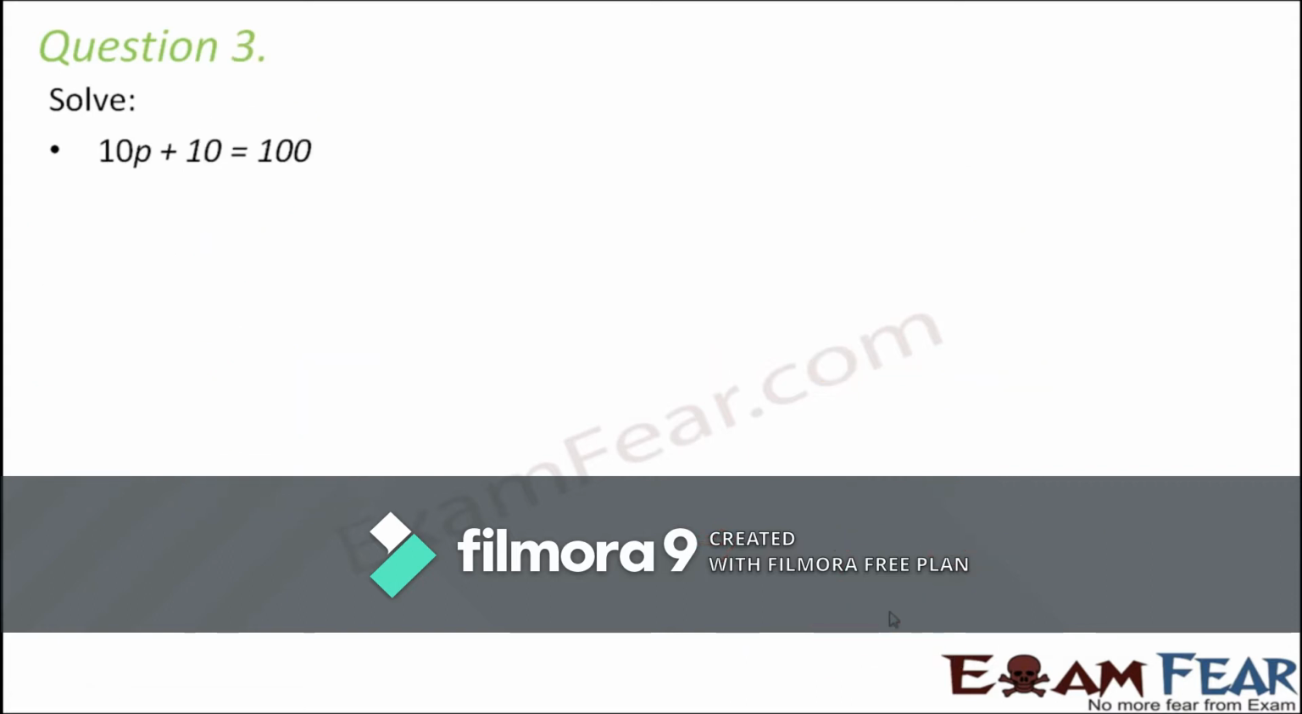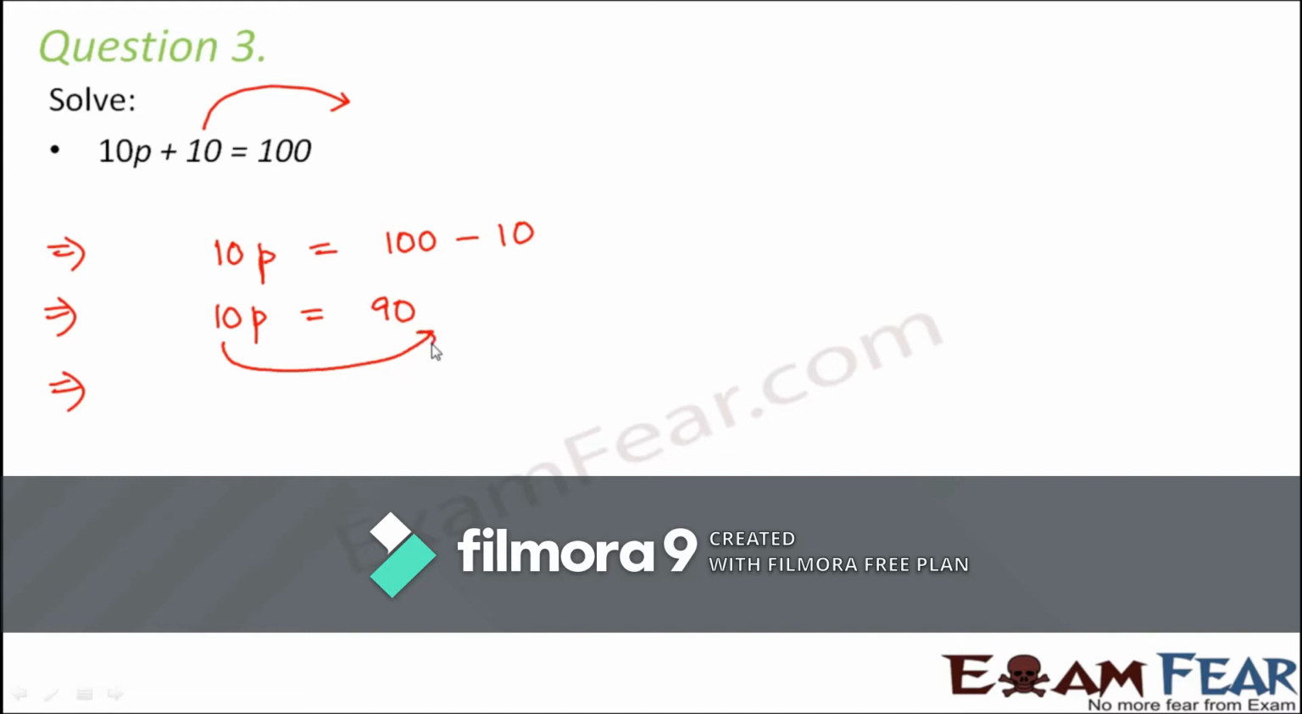Question number 3. Solve 10p plus 10 is equal to 100. Here also first let's move the constants. So when you move 10 on the right hand side, it becomes 100 minus 10. So you can write it as 10p is equal to 90. Now when you want to shift this 10 to right hand side, what happens? Here it was multiplied by, so this side it will become divided by 10. So 10 nines are 90. Therefore p is equal to 9 is a solution of this equation.